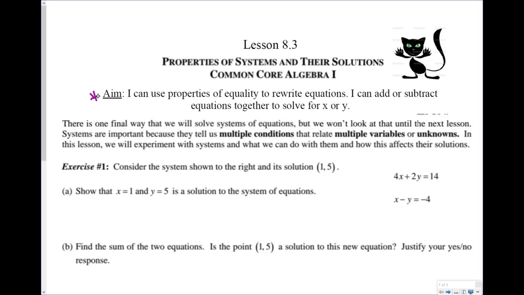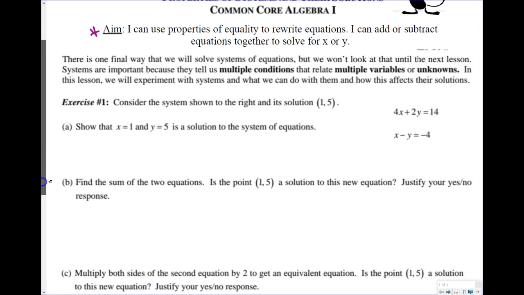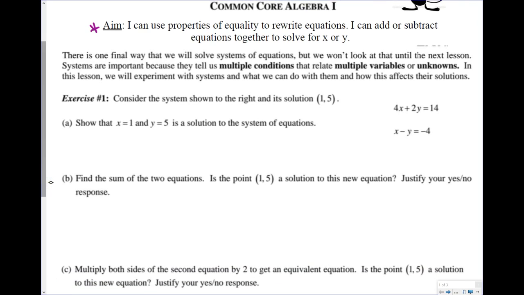So let's read. There is one final way that we'll solve systems of equations, but we're not going to look at that specifically until the next lesson, 8.4. Today we're going to talk about systems being important because they tell us multiple conditions that relate multiple variables or unknowns. In this lesson, we're going to experiment with systems and what we can do with them and how this affects their solutions. We're just going to play around with properties of equality today. Remember that this lesson goes with 8.4 mastery, so this is getting you a little bit prepared for the elimination method. You've already learned the graphing method and the substitution method. So this is prepping us for the elimination method.